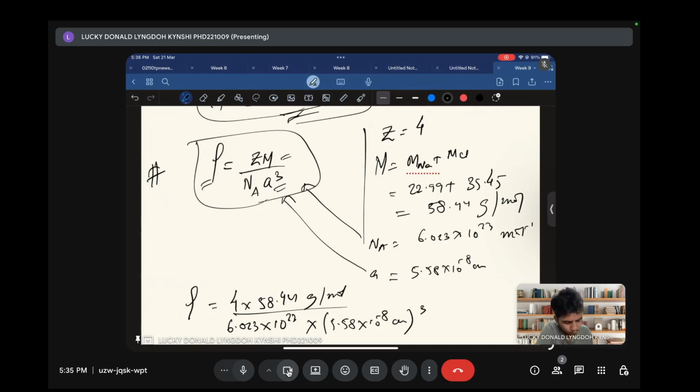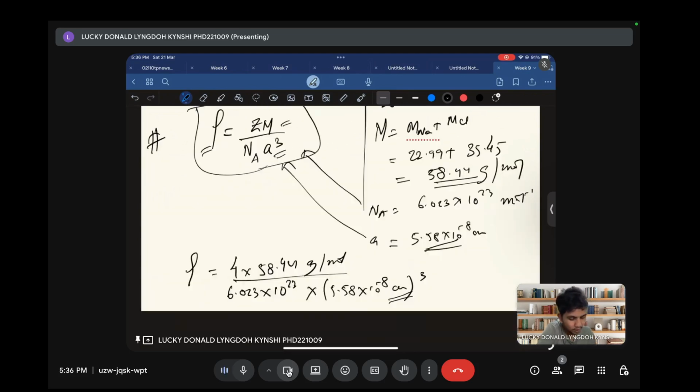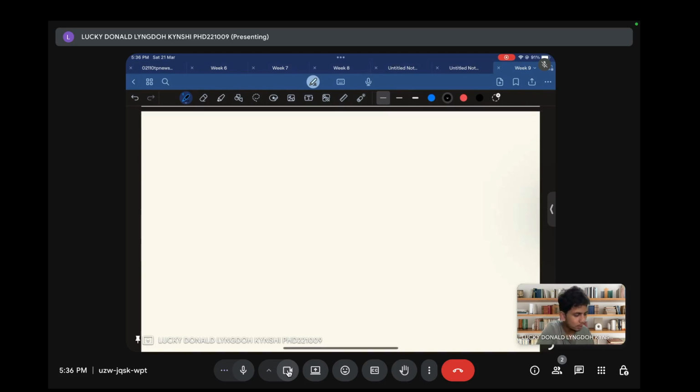Remember, if you want to convert the molecular weight in terms of kg, then you also have to convert everything in terms of the SI unit. That is, even A also has to be converted to meter if you calculate in terms of kg. But here in this case, I use only CGS units, I mean grams and centimeters. So we get rho equal to, if you solve, 2.234 gram per centimeter cube.